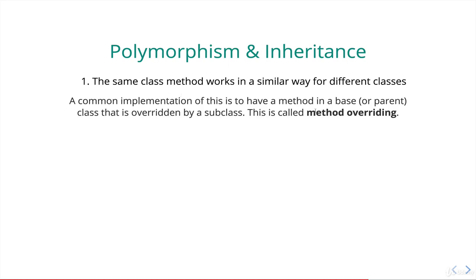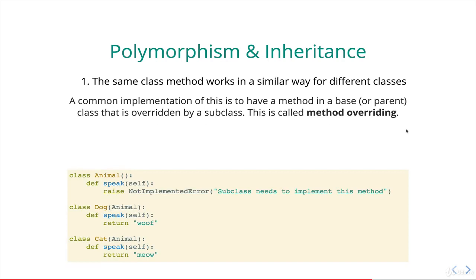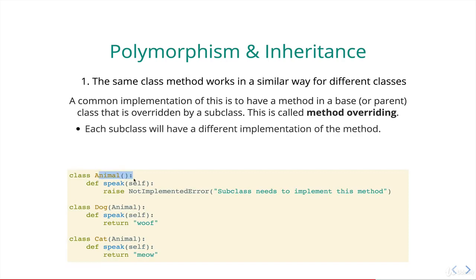Okay, anyway, a common implementation of this is to have a method in a base or parent class that is overridden by a subclass. So we've already seen this. We just haven't been using that term, overriding, but here's an example. There's an animal class that has a speak method. There's a dog class and a cat class. Both inherit from animal, but they have their own speak method. And if you look at what the animal speak method does, it just raises an error, a NotImplementedError.